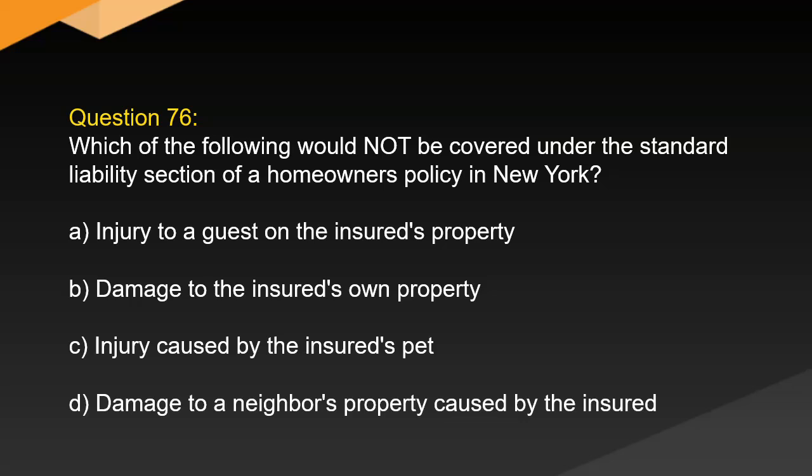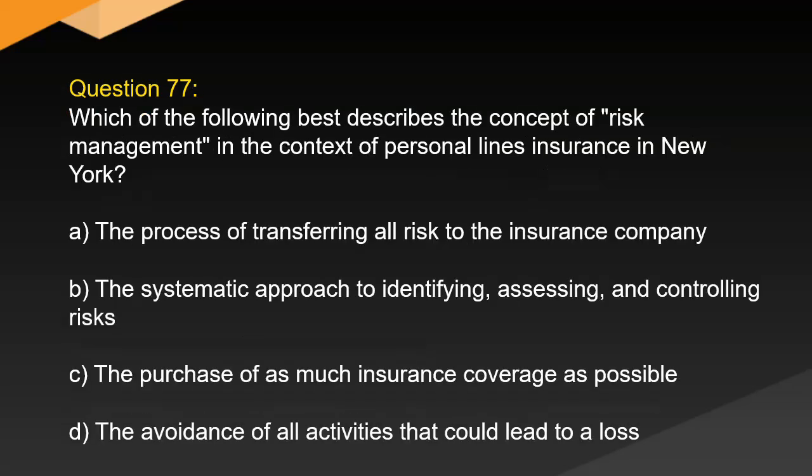Question 76. Which of the following would not be covered under the standard liability section of a homeowner's policy in New York? A. Injury to a guest on the insured's property. B. Damage to the insured's own property. C. Injury caused by the insured's pet. D. Damage to a neighbor's property caused by the insured.